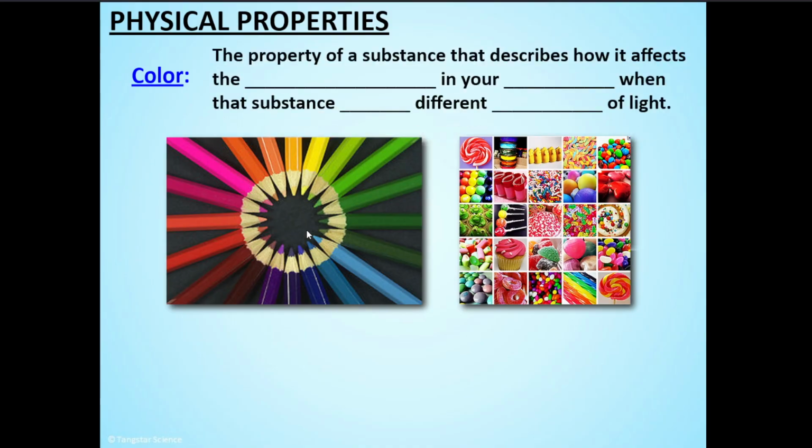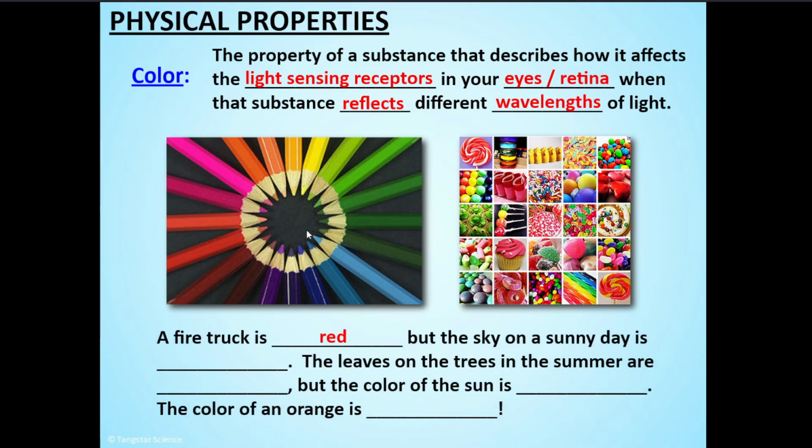All right, next one is going to be color. So color is how a substance reflects different wavelengths into your light sensing receptors in your eyes. Okay. So a fire truck is red, but the sky on a sunny day is going to be blue. The leaves on the trees in the summer are green, and the color of the sun is yellow or gold or very bright yet white. The color of an orange, I bet you can guess it, is orange.